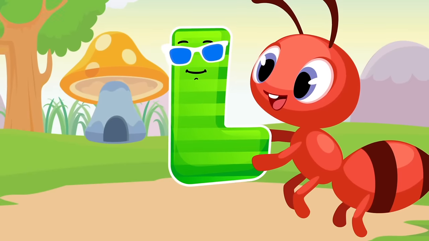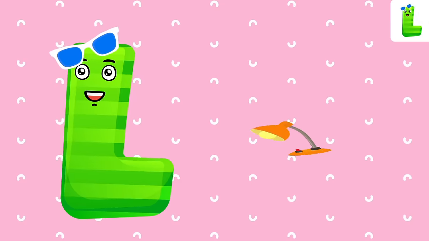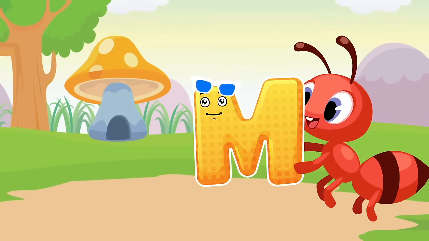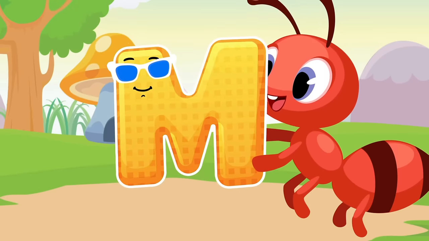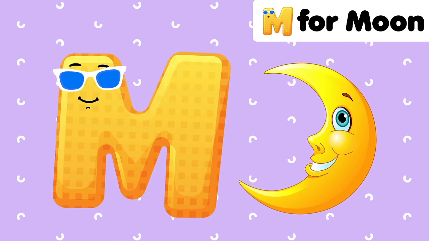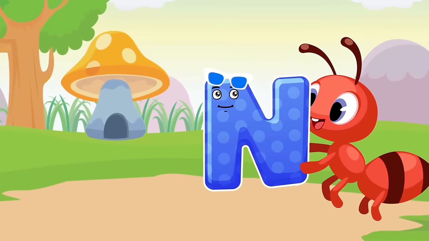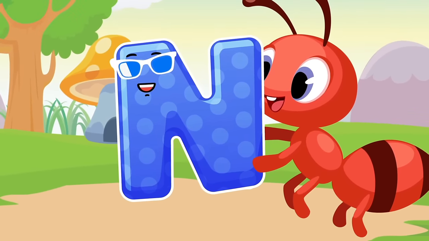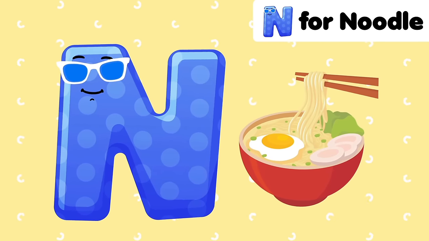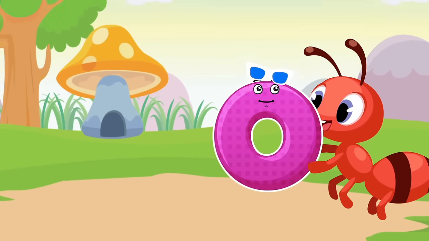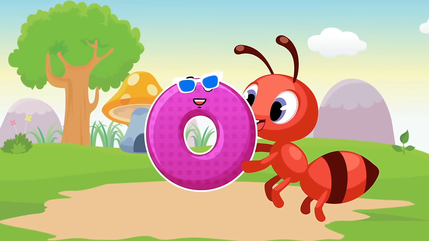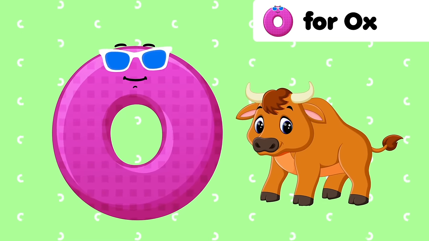L. Alphabet L. L for lamb. M. Alphabet M. M for moon. N. Alphabet N. N for noodle. O. Alphabet O. O for ox.